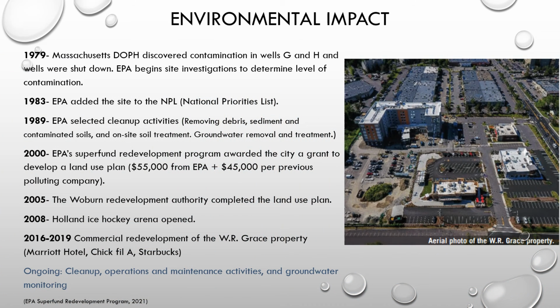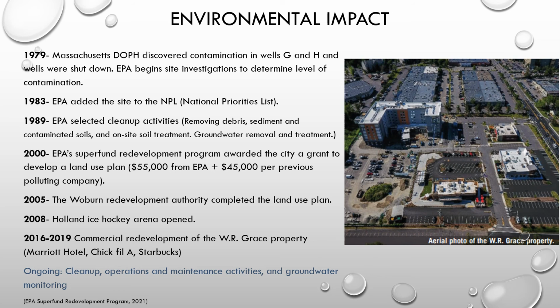So this is a timeline of the changes that occurred. So as I spoke about earlier, 1979 was when Wells G and H were shut down and the EPA investigation of contamination began. In 1983, the site was put on the national priorities list. In 1989, cleanup activities began. So that is when all the money that I spoke about on the previous slide began being funneled into cleaning up the site, so removing debris, sediment, the soil treatment, and also clearing the groundwater and conducting treatment to remove contaminants.